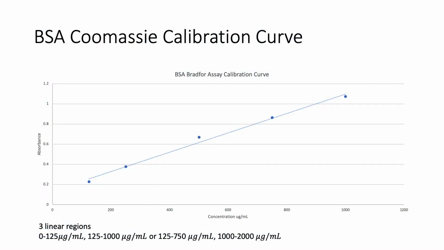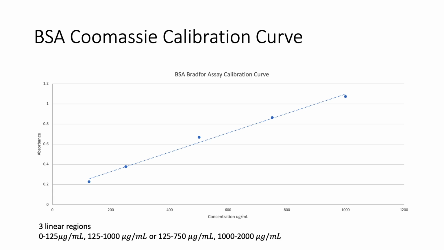You will make a calibration curve, and it will look something like this. And as you can see, it's not the most linear thing. BSA has 3 linear regions when you are doing a Bradford assay. The first one is from 0 to 125 micrograms per milliliter. We don't really have any data points there, and your protein concentration in your catalase sample should be higher than that, so we're not really going to look at that region.